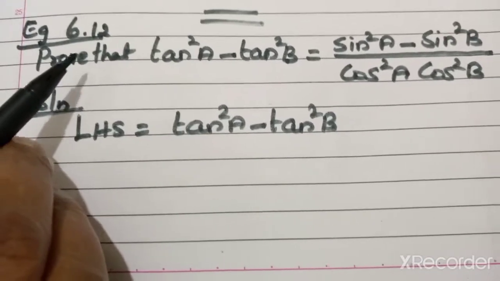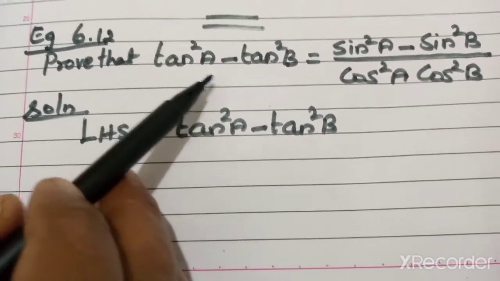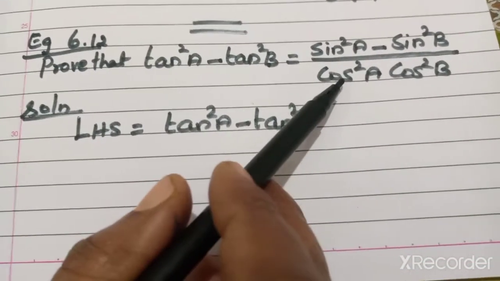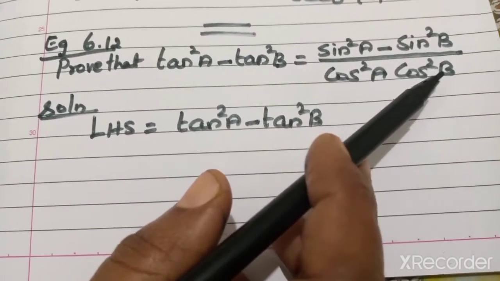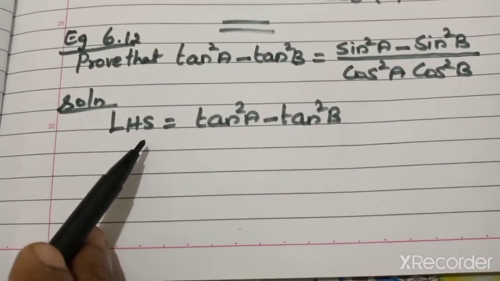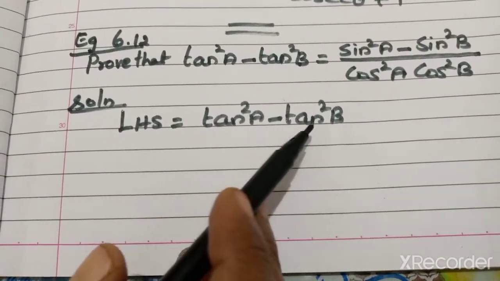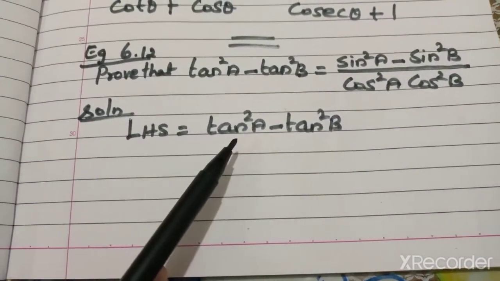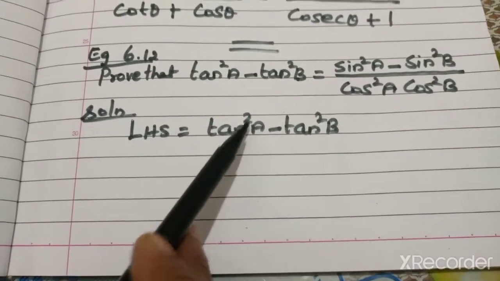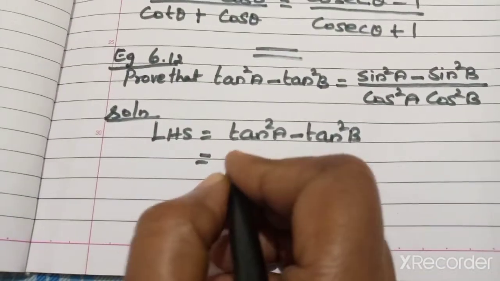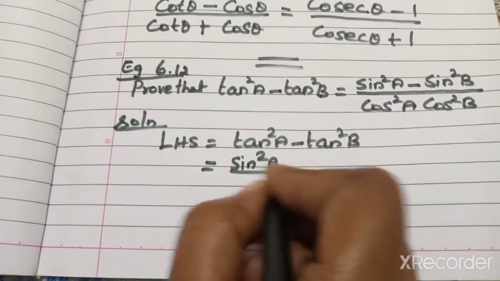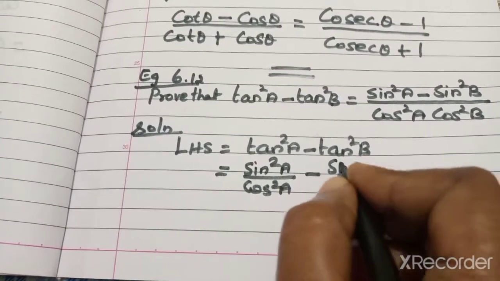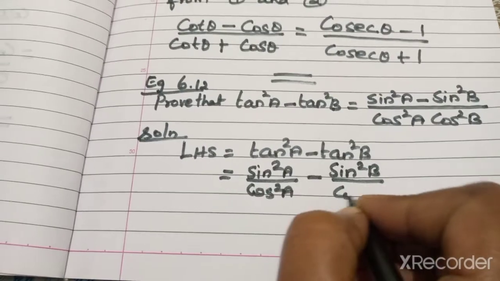Next, let's do example 6.12. Okay. Prove that tan square A minus tan square B is equal to sin square A minus sin square B by cos square A into cos square B. Okay. Let us take the LHS. What is the LHS? Tan square A minus tan square B. We have to bring it into the sin ratio. So for tan ratio, let us use the formula sin by cos. So here tan square A is there, so it can be written sin square A by cos square A minus, here tan square B is there, so sin square B by cos square B.